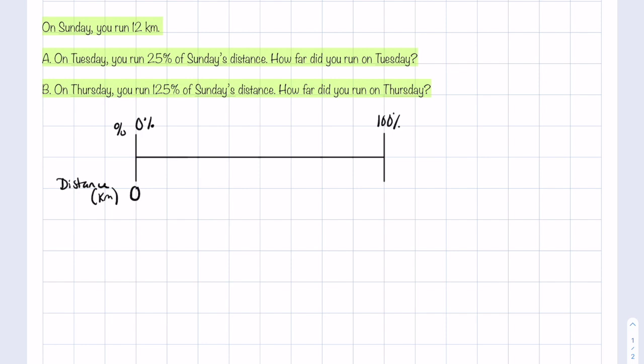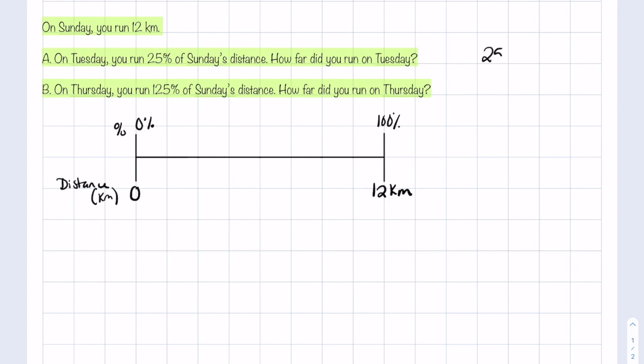In the second problem, you run 12 kilometers on Sunday. On Tuesday, you run 25% of Sunday's distance. How far did you go on Tuesday? So again, one part of the percent ruler is percents. The other part in this case is going to be distance. So 100% of Sunday's distance is the full distance, the whole distance, which would be 12 kilometers. And in this case, we're looking for 25%.